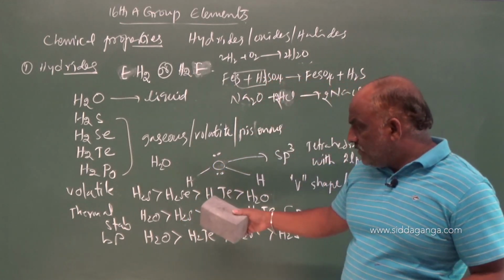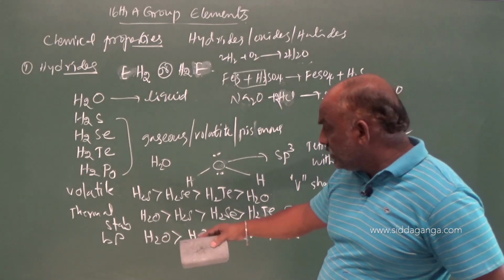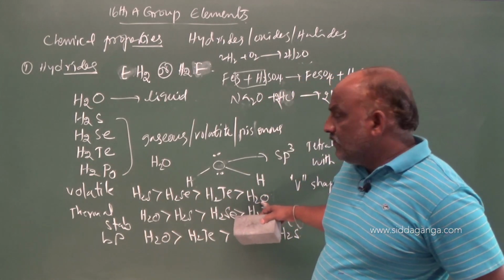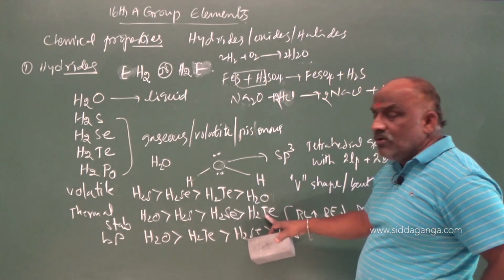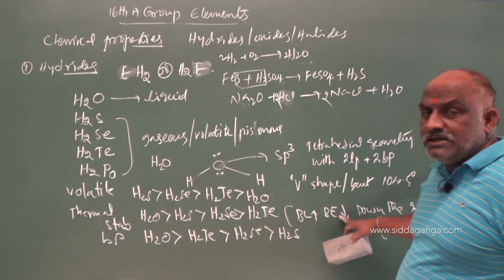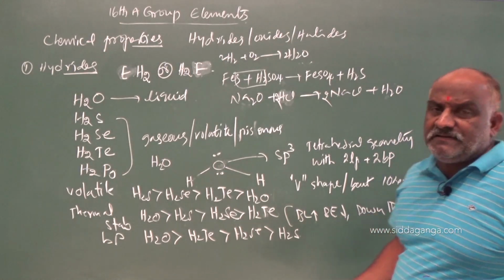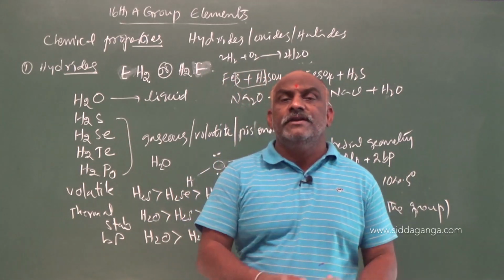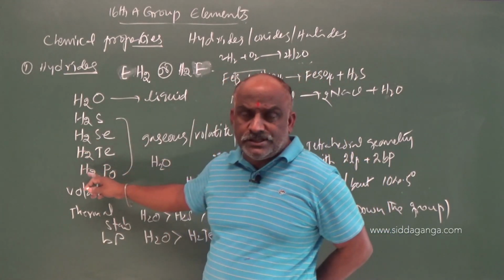Make a note, these three points are very, very important, my dear children. Volatile nature: H2S, H2Se, H2Te, H2O. Thermal stability: H2O, H2S, H2Se, H2Te. The reason for thermal stability is that as bond length increases, bond energy decreases, and bond energy decreases means stability decreases. Except water, the remaining all act as reducing agents.